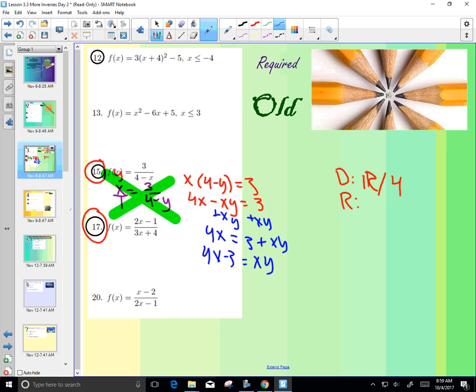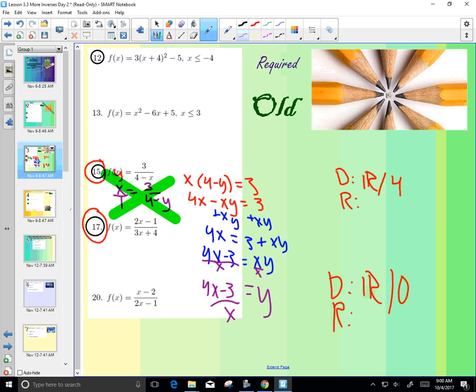And what do I have left to do? What's y equal to? 4x minus 3 all over x. So what's the domain of this inverse function? What's the domain of it? All reals except what? 0. Can't have a 0. And what's the range of this one?